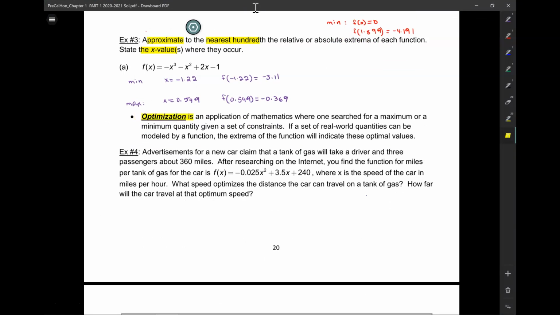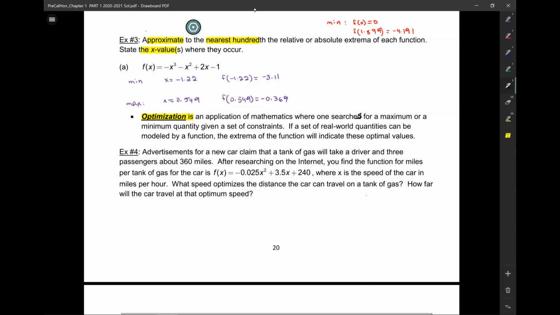Okay, let's move on to optimization. It just so happens I'm teaching that same concept, optimization, in AP Calculus right now, just to give you a little bit of context as far as the relevance is concerned. Optimization is an application of mathematics where one searches for a maximum or a minimum quantity, right? So for example, what is the minimum amount of t-shirts I need to sell to maximize my profit, and so on and so forth.